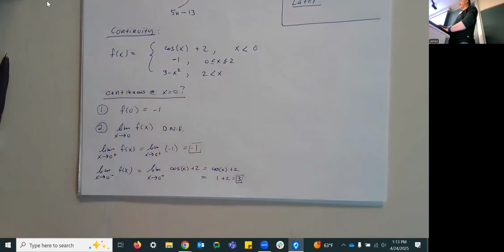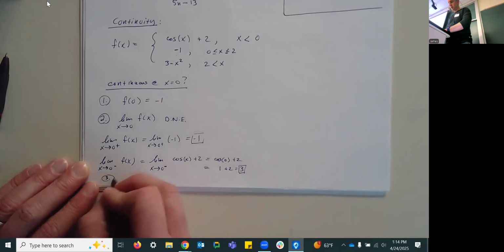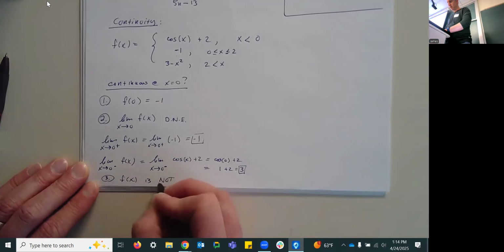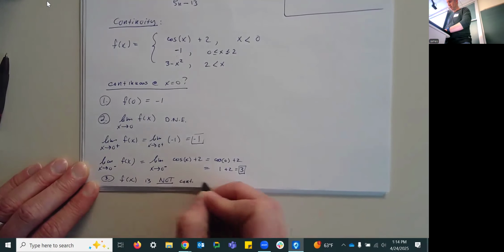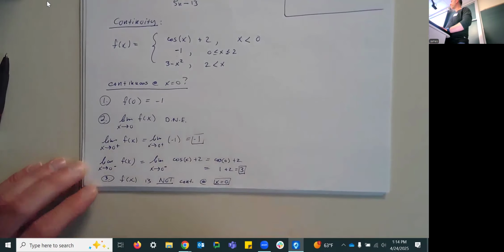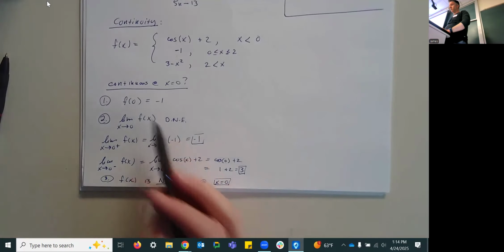And once one of the things fails to exist, the whole thing is discontinuous at that point. So I would say that f of x is not continuous at x equal to 0 because the limit doesn't exist. The left-hand side and the right-hand side aren't meeting up. There's a jump from a value of -1 to a value of +3.